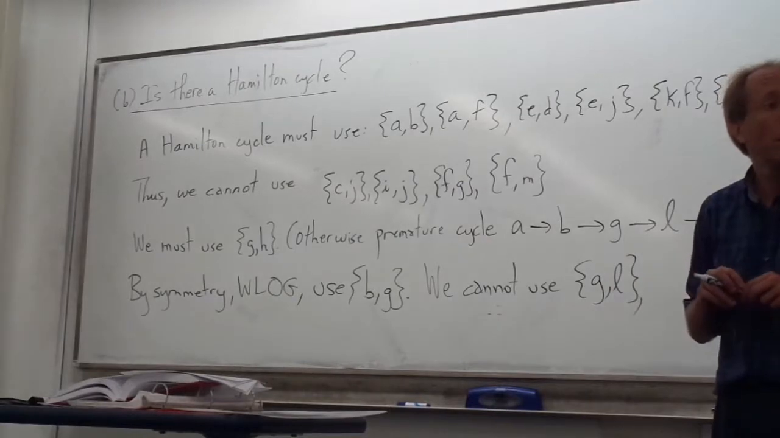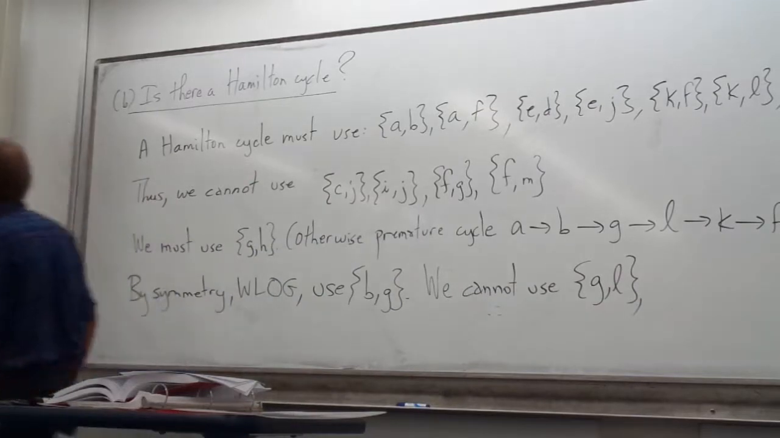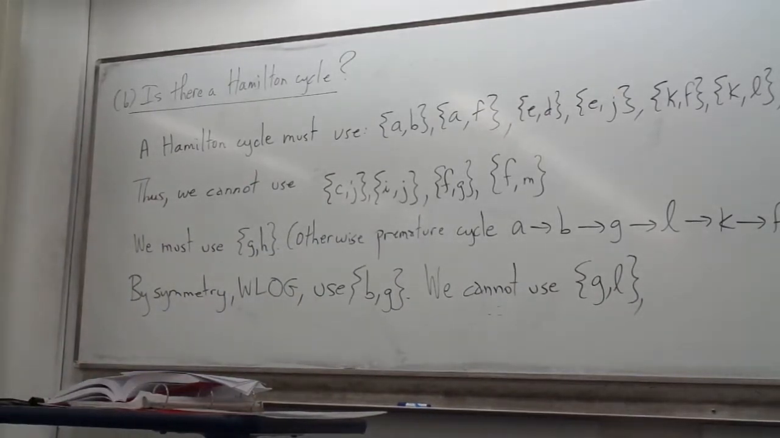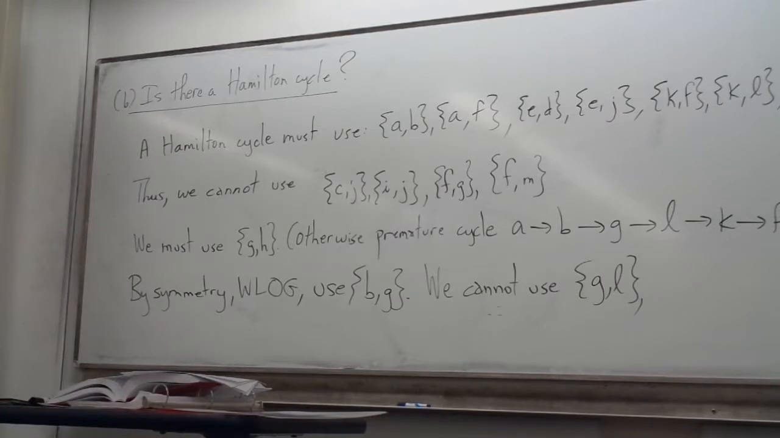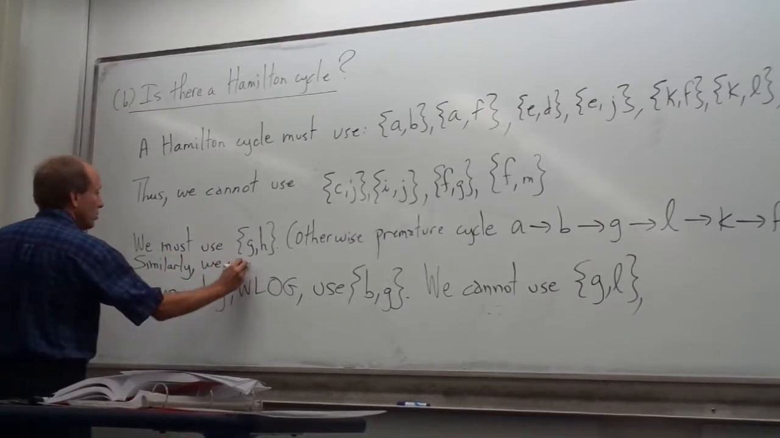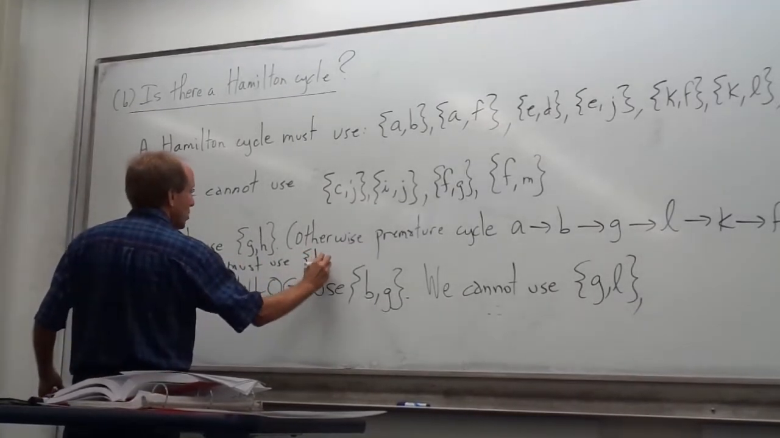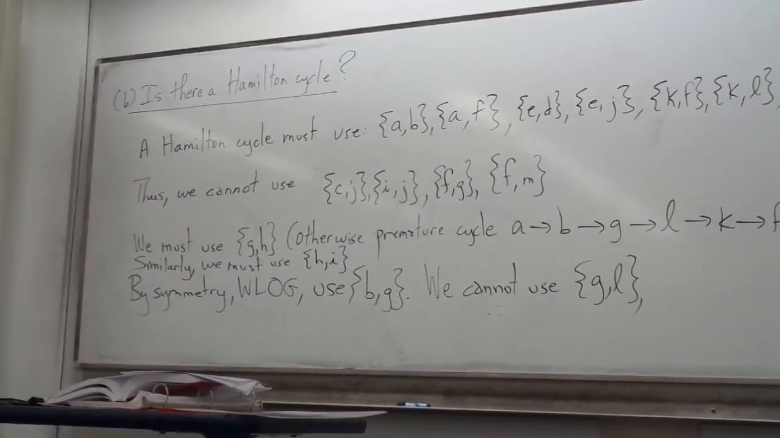Go ahead, Jeff. So I'm just wondering, before we do that step, should we also say we have to use HI, for the same logic as GH? Yeah, we could do that too. That's a good point. You want me to do that now? Since it's the same logic as GH, we just make that one step. Yeah, you don't have to write it all out again. So similarly, we must use HI. Can I just insert that there, everybody? Does everybody understand what we're saying? If we don't use HI, we're going to get this premature cycle here. So I'm going to force myself to use HI.